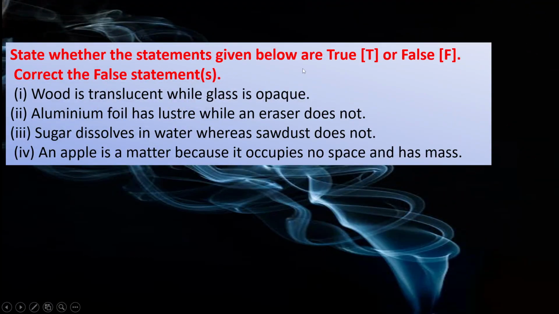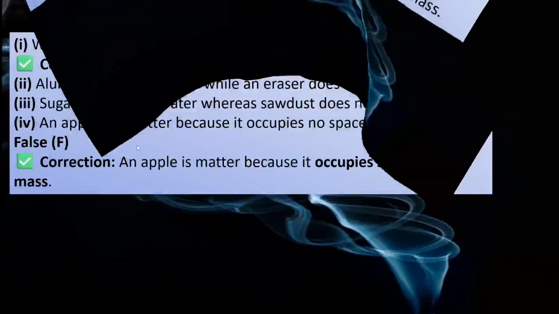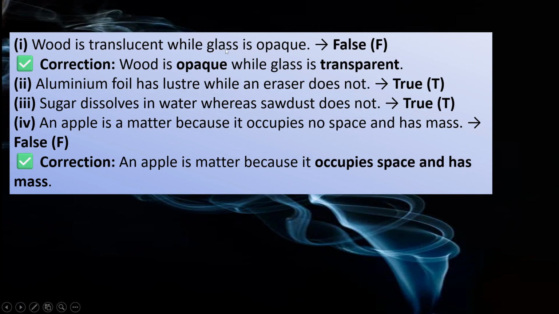State whether the statements given below are true or false. Correct the false statements. 1. Wood is translucent while glass is opaque. False. Correction: wood is opaque while glass is transparent. Second one. Aluminium foil has luster while an eraser does not. True. Third. Sugar dissolves in water whereas sawdust does not. True. Fourth. An apple is matter because it occupies no space and has mass. False. Correction: an apple is matter because it occupies space and has mass.